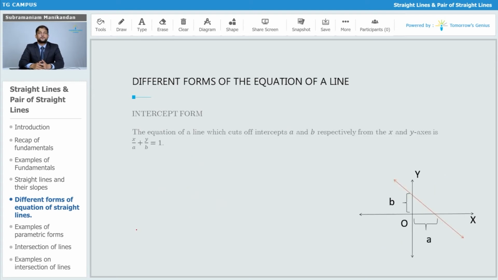The next form of the equation of a straight line is called the intercept form, or the double intercept form in some textbooks. The equation of a line which cuts off intercepts a and b respectively from the x and y axis respectively is given by x upon a plus y upon b is equal to 1.